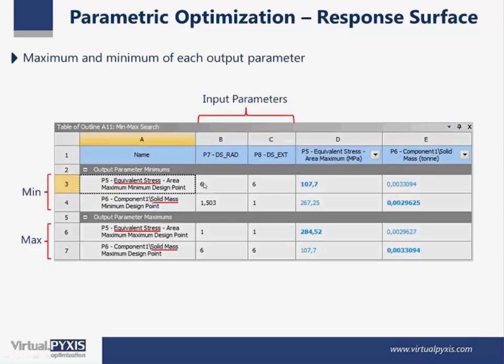So the answer to the question, which are the input parameters here, ds rate, ds extrude, to get this condition. For example, to get the minimal equivalent stress, you have to use 6 and 6 for both parameters. For mass, you have to use 1.5 and 1. In this case, for the maximum, it is pretty much the opposite. You have to use 1 and 1. So in this case, minimal radius and minimal extrude.